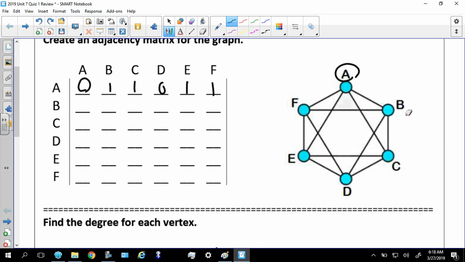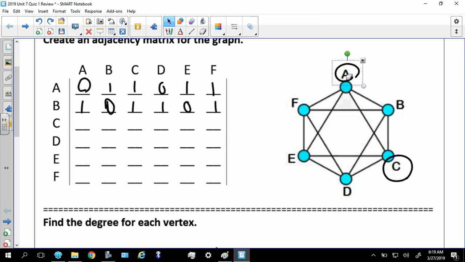Now we're on B. So let's see, B is connected to A. It is connected to C. I don't know why I keep on doing that. That's a 0. It's not connected to itself. There's no loops here. All right, it is connected to C. There we go. It is connected to D by 1. Let's see, it's not connected to E, and it is connected to F. All right, so let's move to C here.